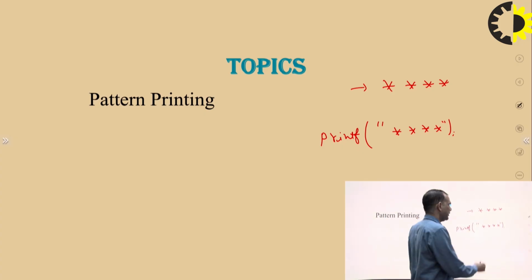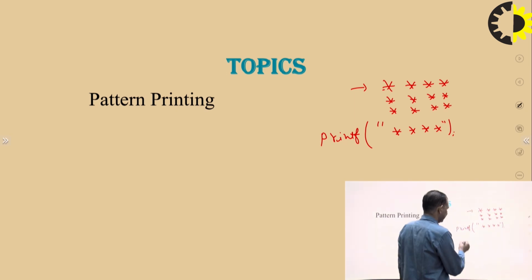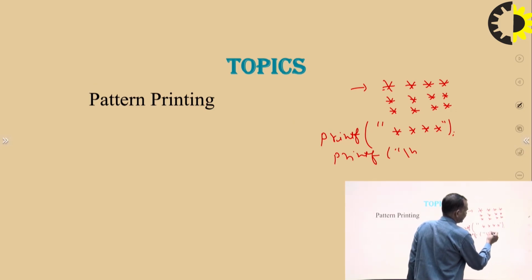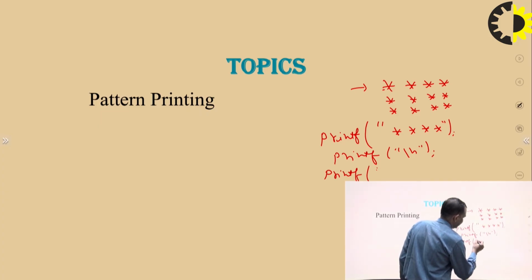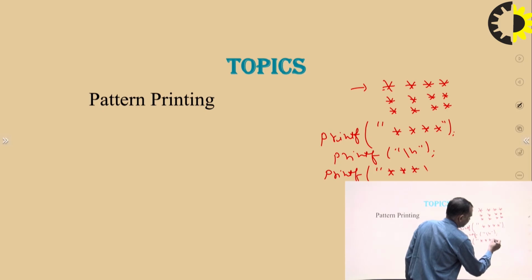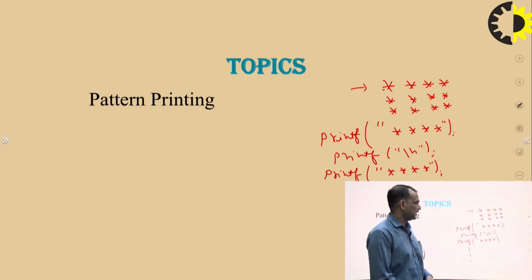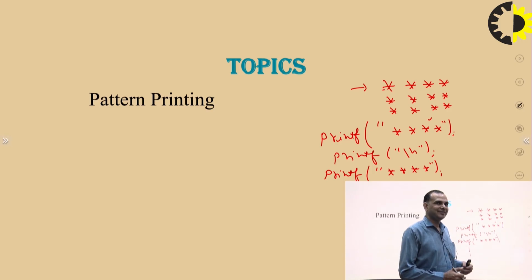But if we have to repeat this line multiple times, again it is very simple, sir. We use printf again, with \n. Again we use another printf, and again this line, and so on. So pattern printing means we have some logic, we apply some rules, and we print something.